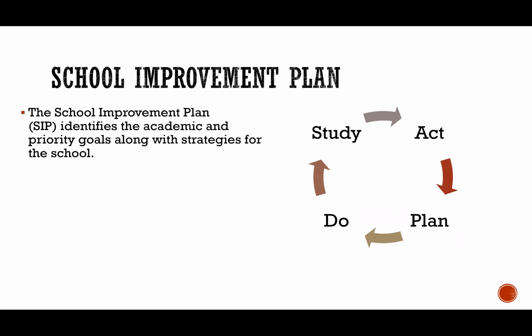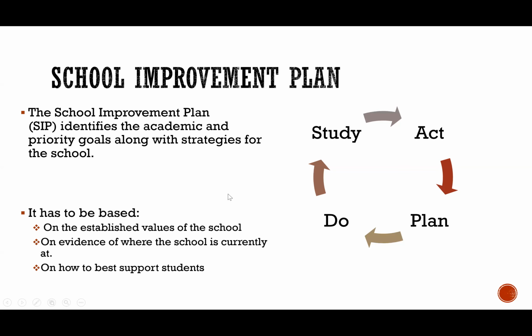So the school improvement plan, known as the SIP, identifies the academic and priority goals along with strategies for the school. It is a central document used by the whole school community to map out the strategic plans for the development of the school. It is based on 3 important things. Number 1, on the established values of the school.